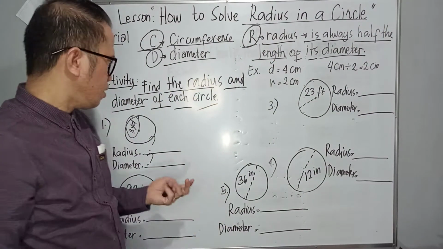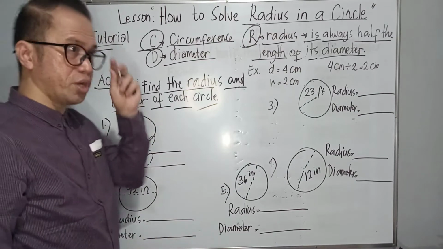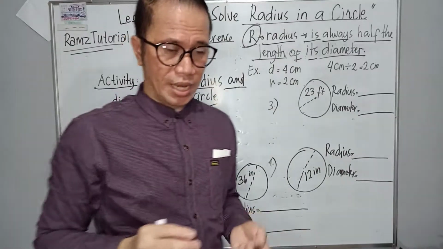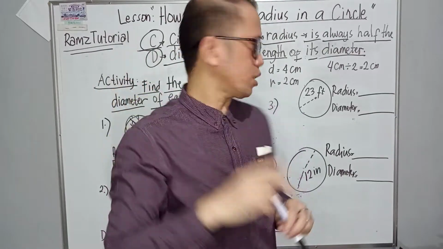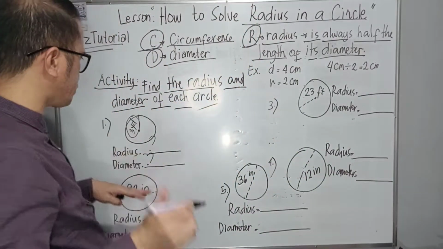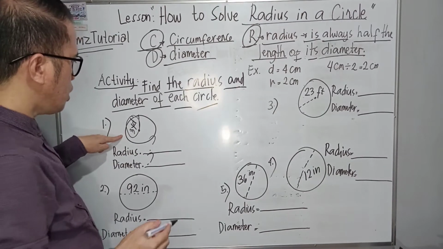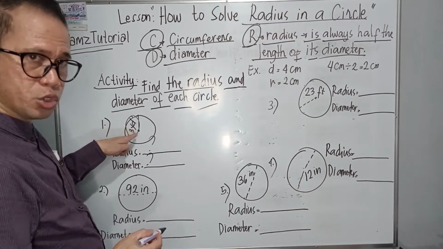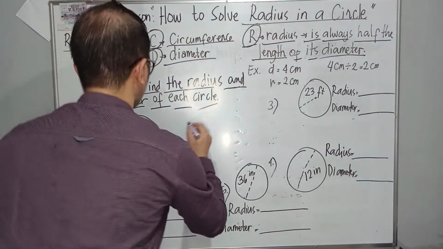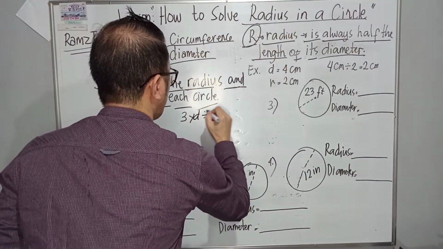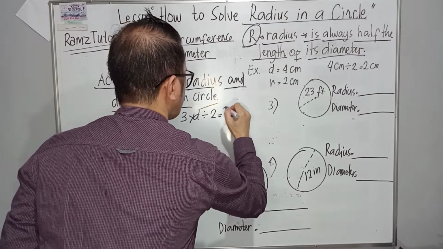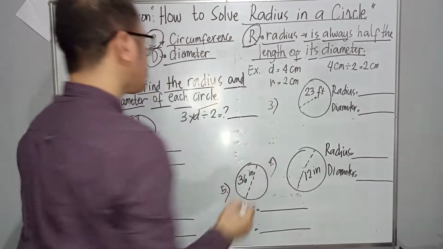So what is the formula, teacher, in solving this kind of problem about the radius in a circle? Simply, guys, in solving the radius of a circle, our formula is that we need to divide by 2, right? We need to divide by 2. So for example, we have this 3 yards, so we're going to divide by 2. 3 yards divided by 2 is equal to what?